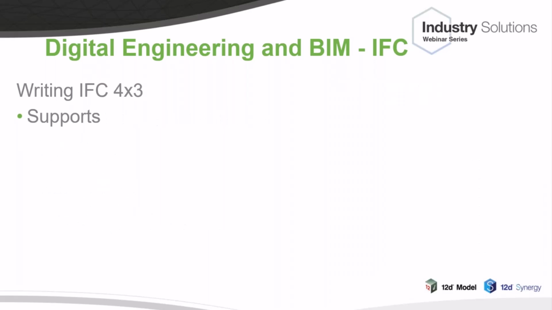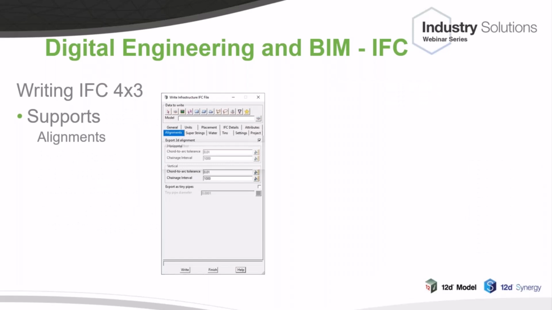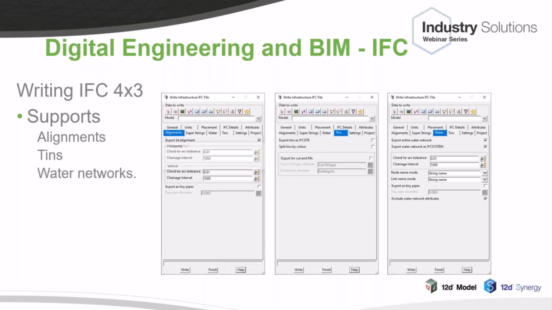What we also support in there is alignments. IFC 4x3 has an alignment. It also has TINs, and it also has water networks, so they're all connected properly. So all these things, instead of having to do strange things in your networks or with your data, you'll be able to put right out to IFC.